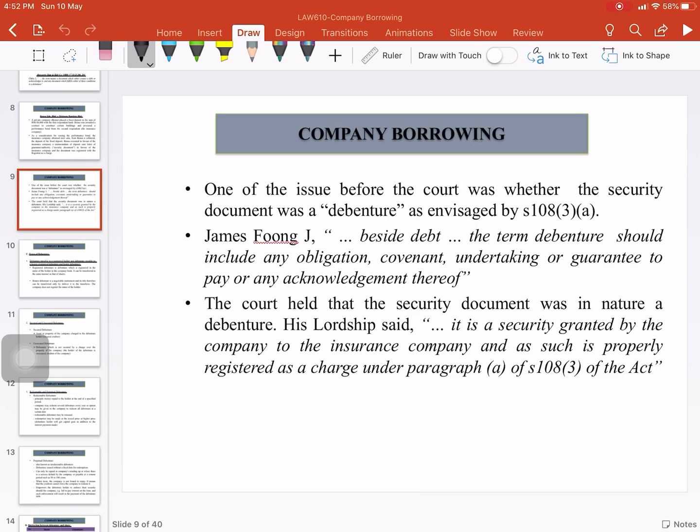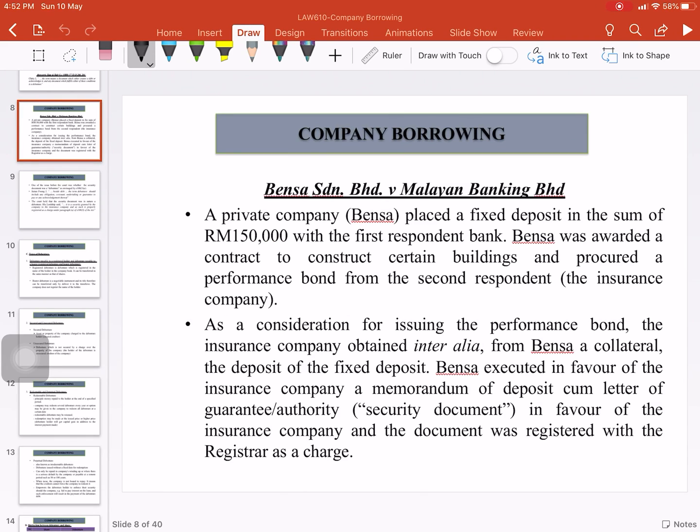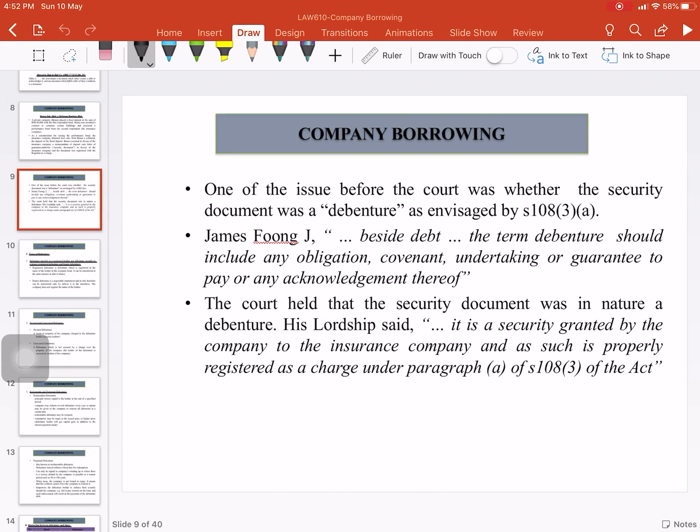So one of the issues before the court was whether the security document was a debenture. Remember, they executed a memorandum of deposit cum letter of guarantee. Justice James Foong said that the term debenture should include any obligation, covenant, undertaking or guarantee to pay, or any acknowledgement thereof. So the court held that the security document was in nature a debenture. A debenture is actually a very wide definition. His lordship said it is a security granted by the company to the insurance company, and as such is properly registered as a charge. So a debenture is just a document to show the indebtedness of a company.